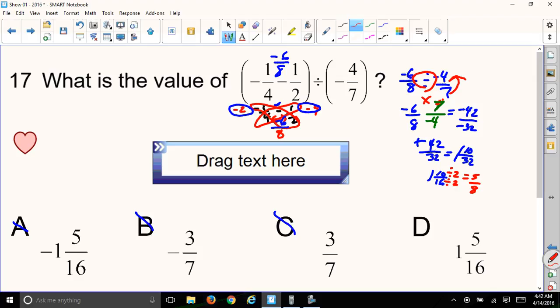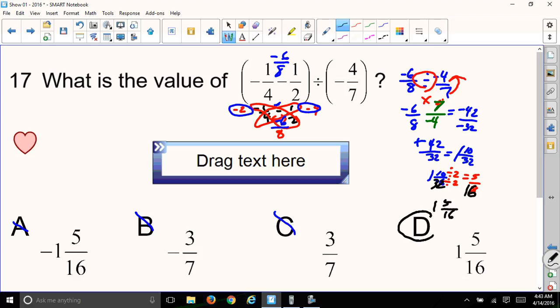And why did I say 16, Dr. Rob? It should be 32 divided by 2 gives me 16. There we go. So 1 and 5/16. There we go, jumping ahead of yourself.